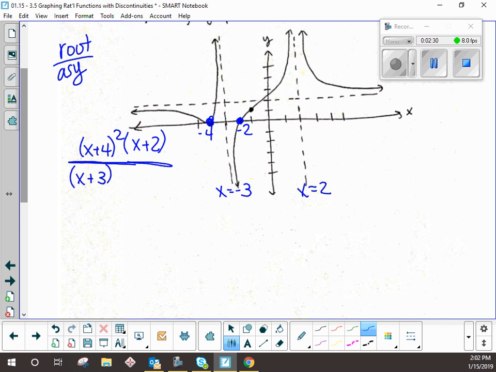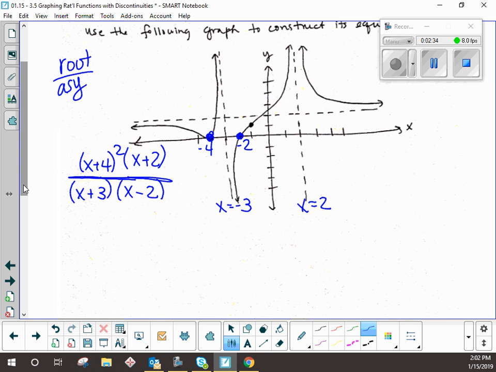For this asymptote, the factored form is x minus 2. On either side of that asymptote, it's going the same direction. That's together. So what does that mean for its exponent? Squared. So that was our first step. We determined the factored forms of the roots and the asymptotes.